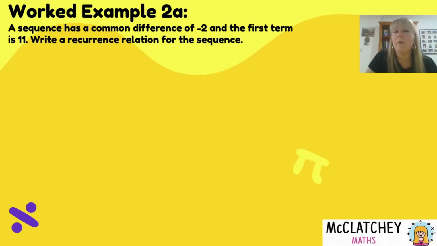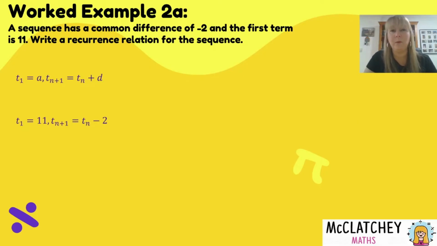A sequence has a common difference of minus 2 and the first term is 11. We need to write the recurrence relation for the sequence first. So we've got all the key information that we need. Firstly, we're going to write down what its basic form is going to look like. This is the one you had to memorize. And then we're simply going to substitute. We know that our first term was 11, so A is replaced by 11. We know our common difference is minus 2, so that replaces the letter D, and we've now written our recurrence relation. It is that simple.